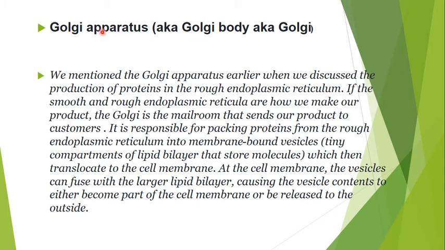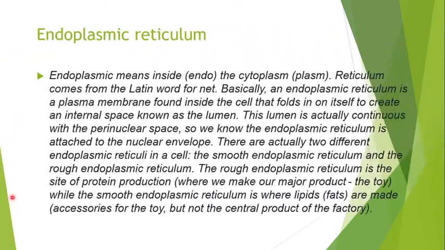The Golgi apparatus. Earlier we had discussed the production of proteins in the rough endoplasmic reticulum. If the smooth and the rough endoplasmic reticula are how we make our product, the Golgi is the mailroom that sends our product to customers. It is responsible for packing proteins from the rough endoplasmic reticulum into membrane-bound vesicles. Let's go to the previous one once again. In the endoplasmic reticulum, there are two types: the smooth endoplasmic reticulum and the rough endoplasmic reticulum. The rough endoplasmic reticulum is a site of protein production.